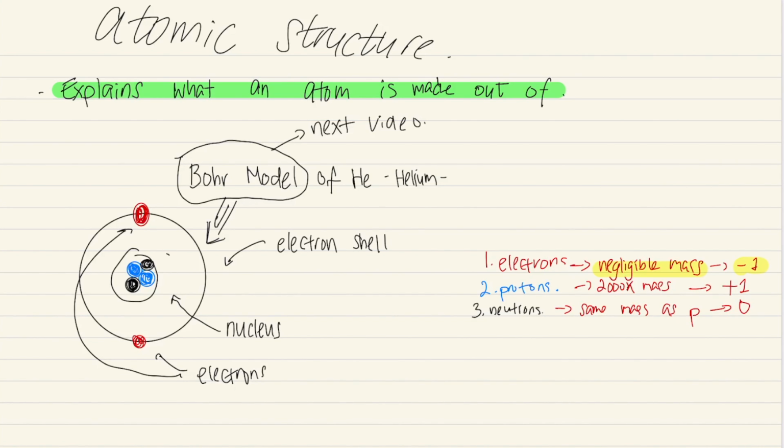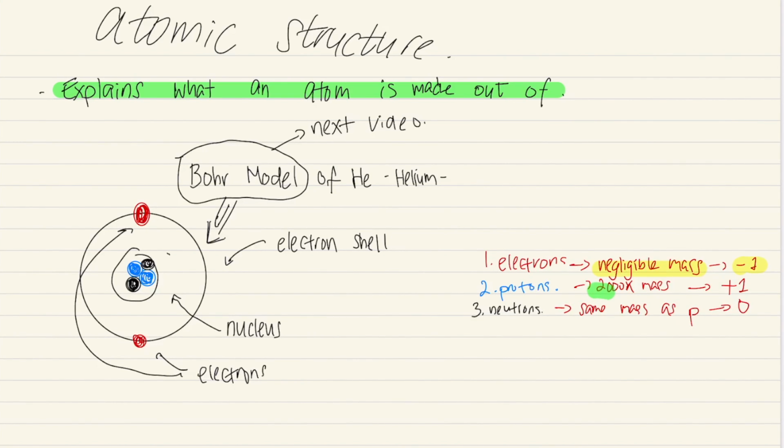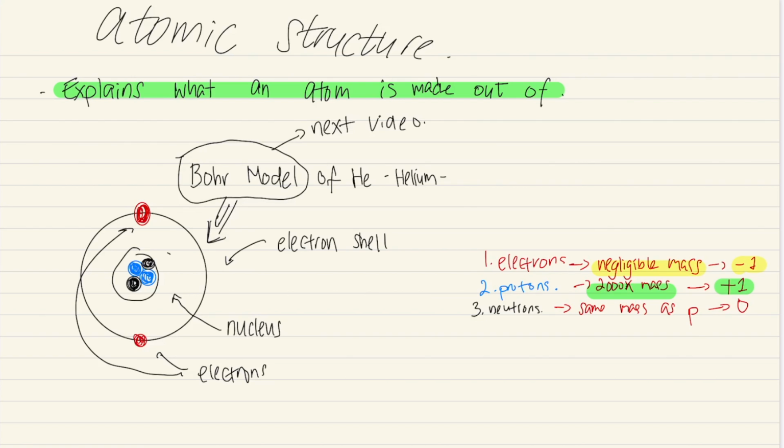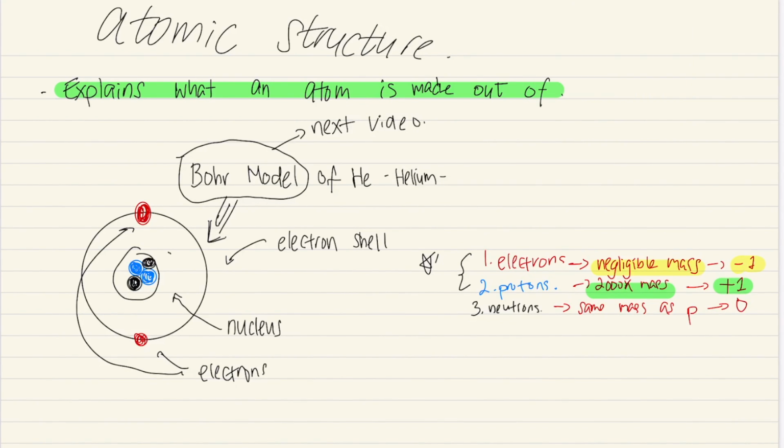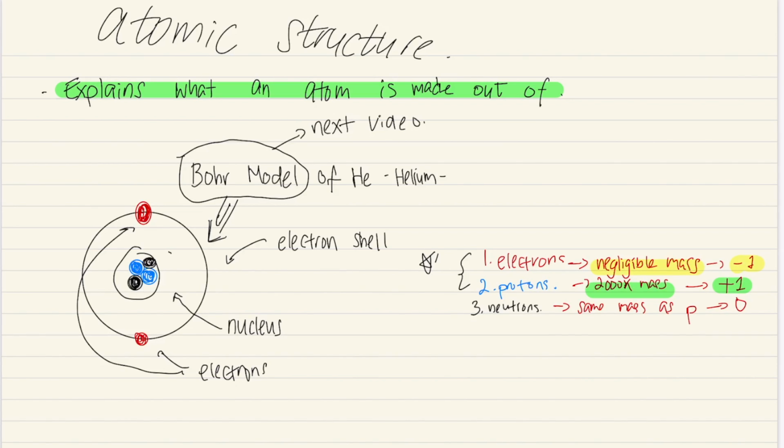And protons, the blue ones, have a mass about 2,000 times heavier than that of an electron, and a charge of +1. Technically these two are the most important ones. The last one is neutrons. Neutrons have the same mass as protons, so they're about 2,000 times heavier than an electron, but they have a charge of 0.